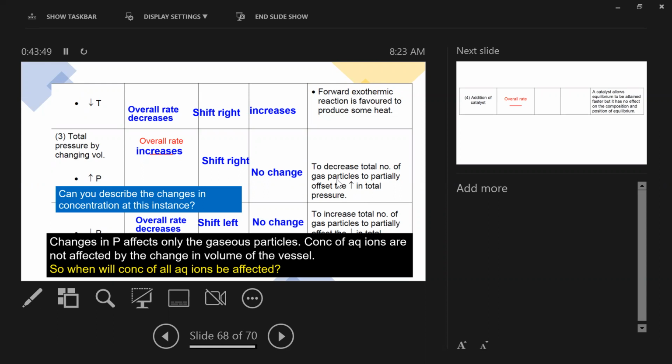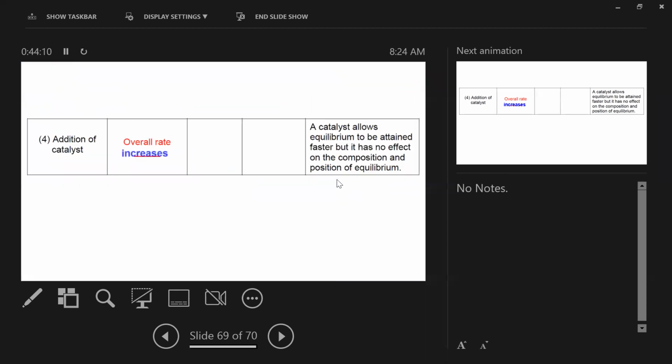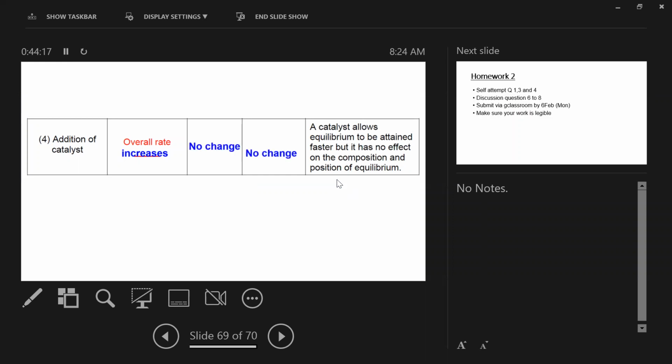So essentially they are the same. It's just that the disturbance is different. Volume of the vessel affects only the concentration of gaseous particles, while addition of the solvent or removal of the solvent affects the concentration of the aqueous ions. Right, so the last part, of course, is the addition of catalyst. Overall rate will increase, but no change in POE, no change in the Kc value. So this is the last.